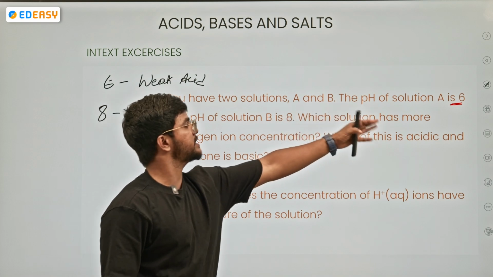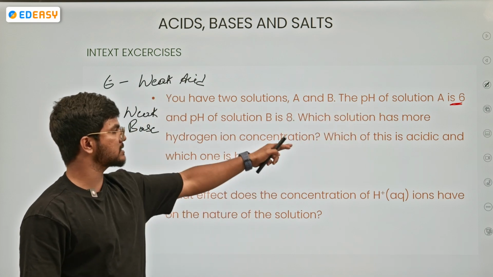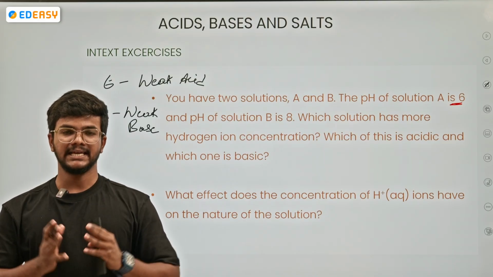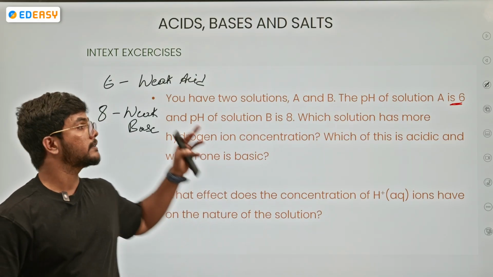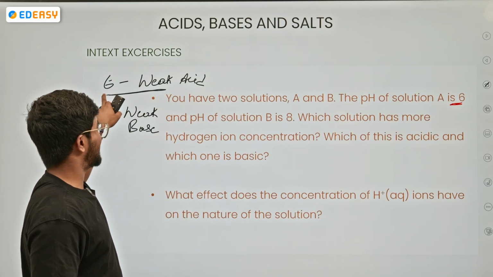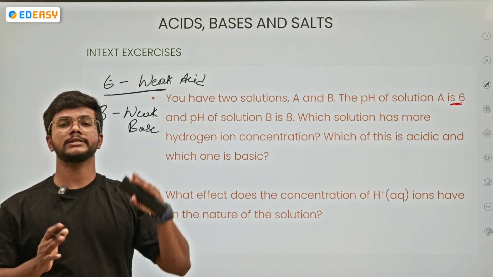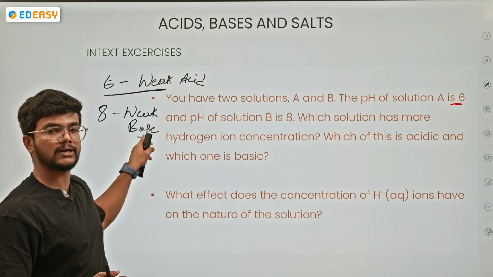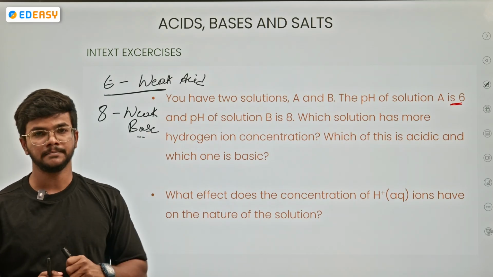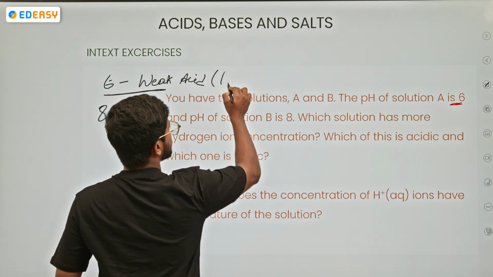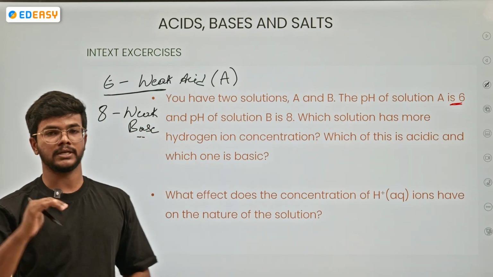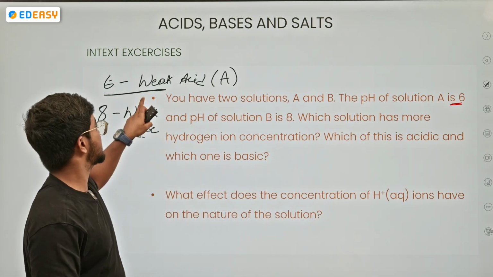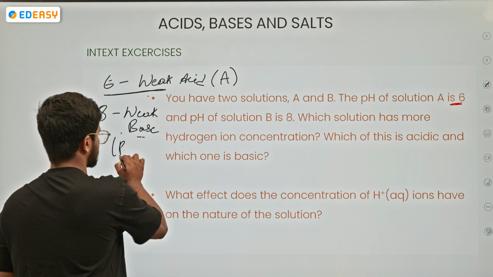And which solution has more hydrogen ion concentration? Hydrogen ion concentration more means it should be acidic. So the solution with pH 6 has more hydrogen ion concentration, that is why it is an acid. Here the hydrogen ion concentration is less, that is why it is a weak base. So solution A contains more hydrogen ion concentration. Which of these is acidic and which is base? A is acidic, B is base.